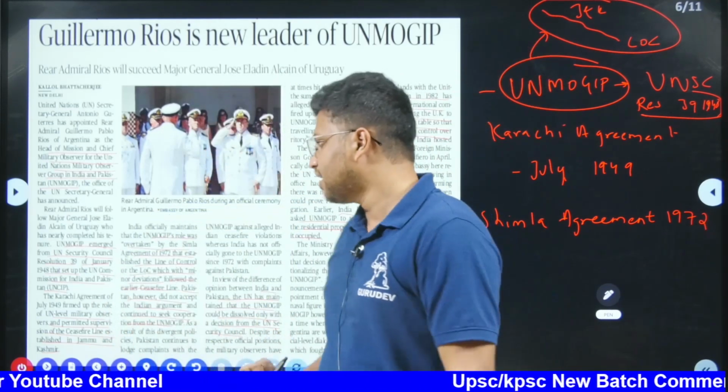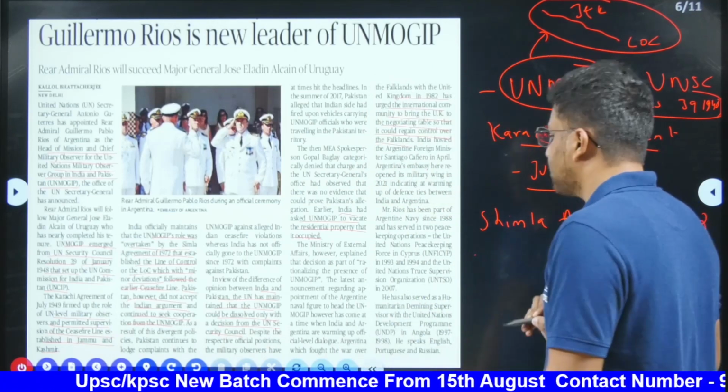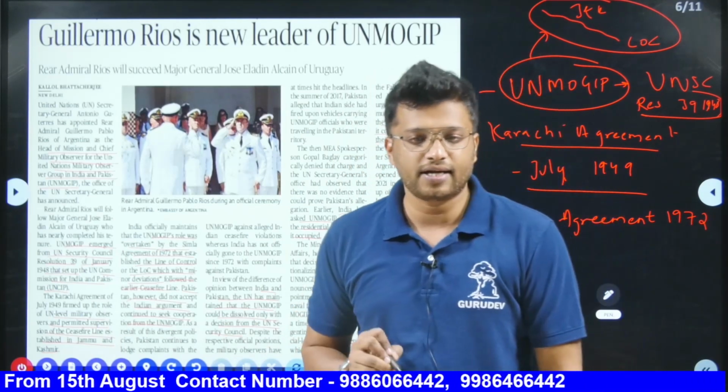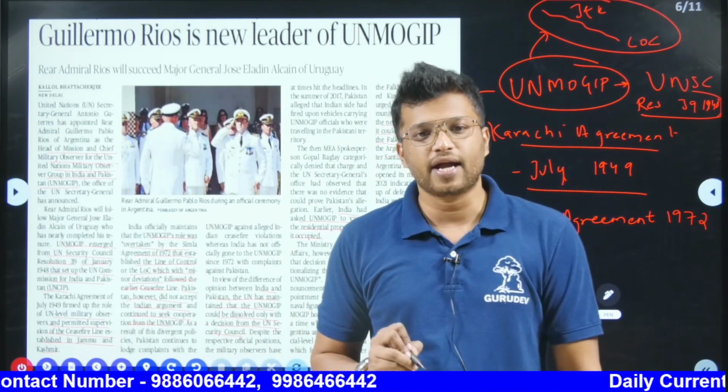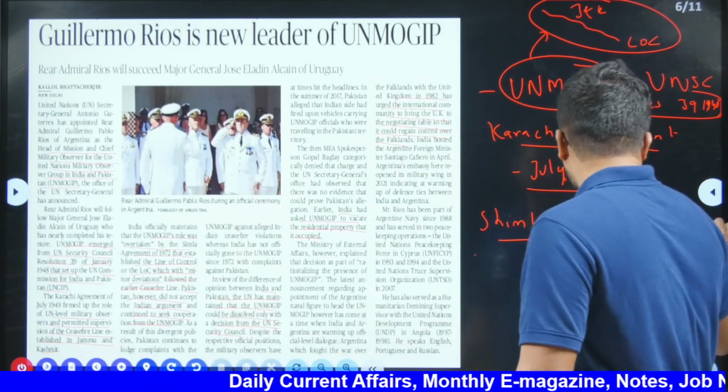Then what happened is, in the Karachi Agreement that was passed in July 1949, it was decided that these UN level secretaries would be staying in Jammu and Kashmir and they will be looking after this LoC. Later on, a Shimla Agreement was passed.